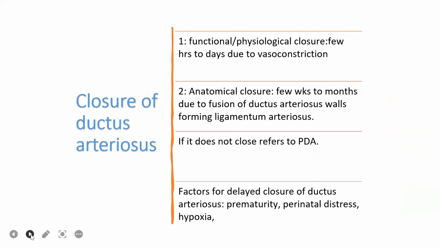If that does not close, then we end up with what we call a patent ductus arteriosus, which itself, later in life, or even during the neonatal period if it's a large PDA, can also be problematic on its own. The factors which will delay closure of the ductus arteriosus tend to be more common in preterm babies, so prematurity, and conditions which result in hypoxia, like prenatal asphyxia and respiratory distress. These are common examples that result in delayed closure of the ductus arteriosus.